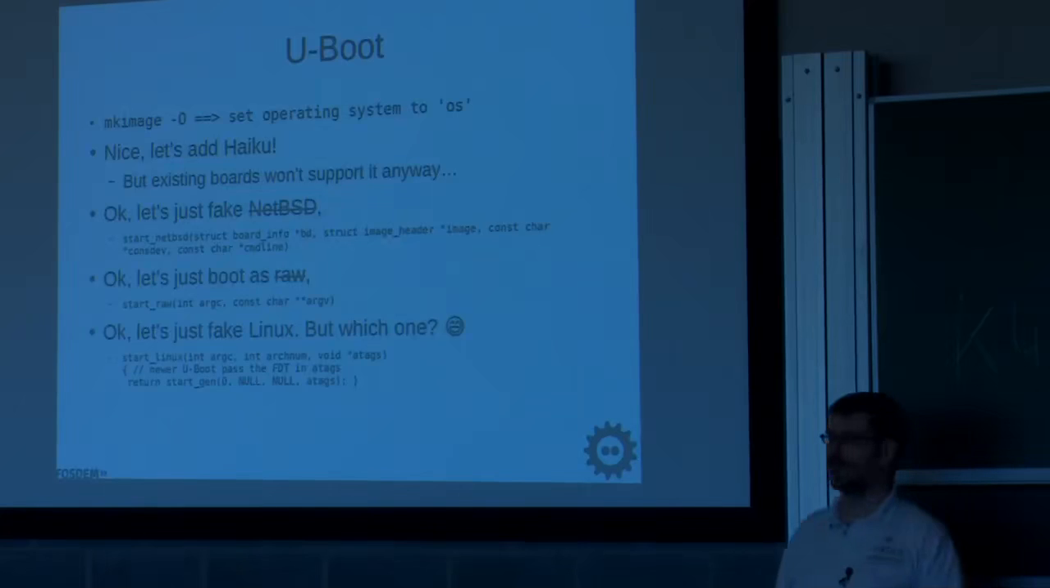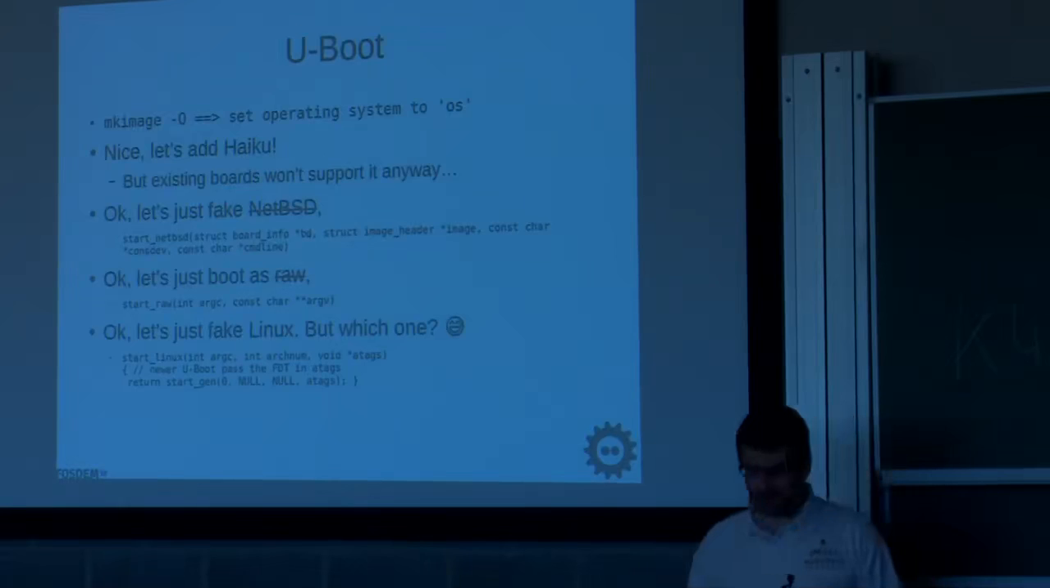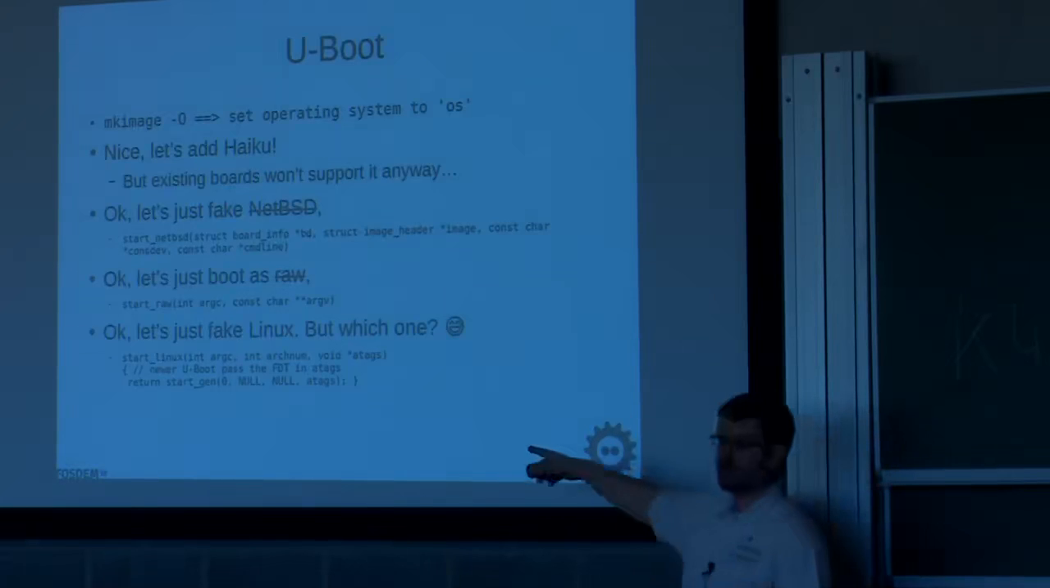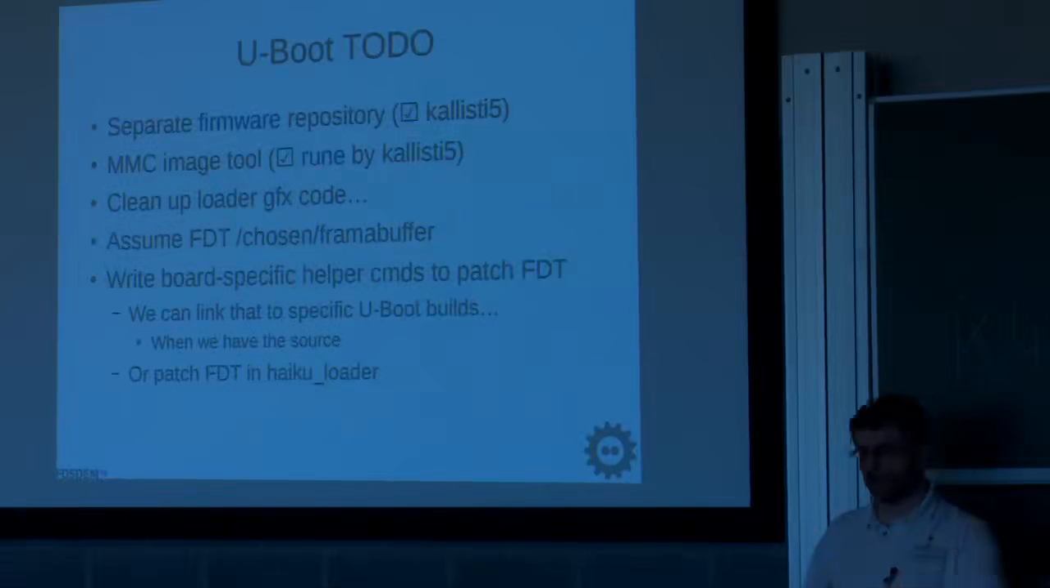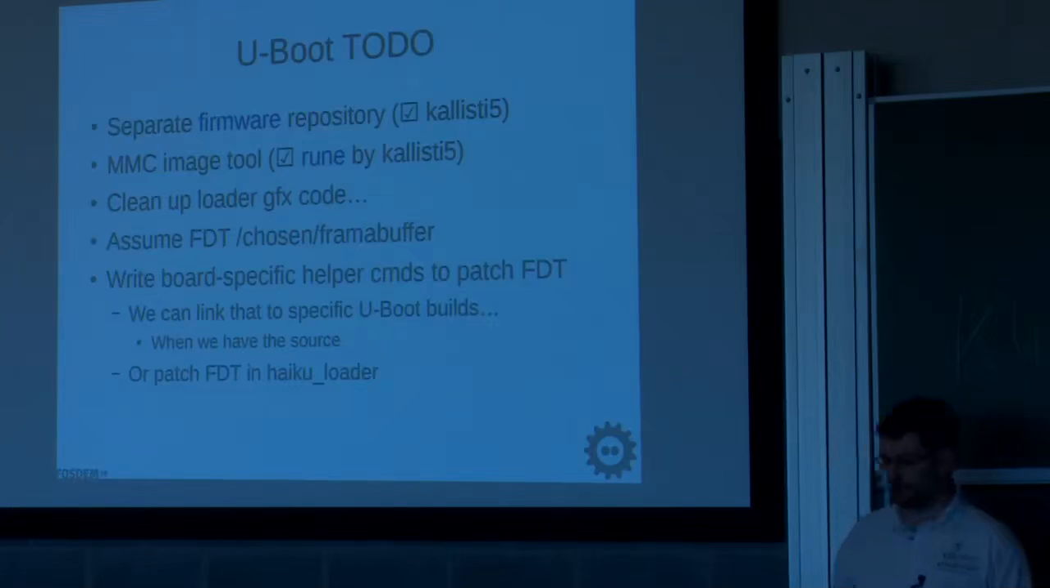Yeah, NK image, there's a nice option. Let's add Haiku. Yeah, but the actual board, the existing boards, they use the previous U-Boot, so it won't work. Let's fake NetBSD. Oh, this board doesn't support NetBSD. Okay, let's boot. Ah, yeah, but there are some issues with it. Okay, let's fake Linux. But which one? Because the old stuff is attack stuff, and then tools to actually fill this in, so the rest of the code is cleaner because it's currently a mess.